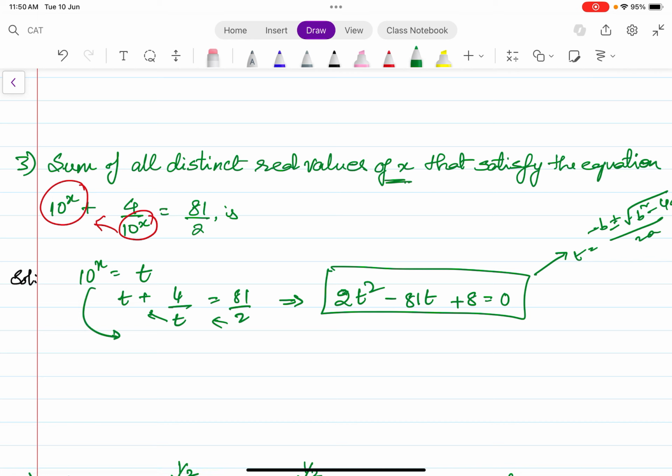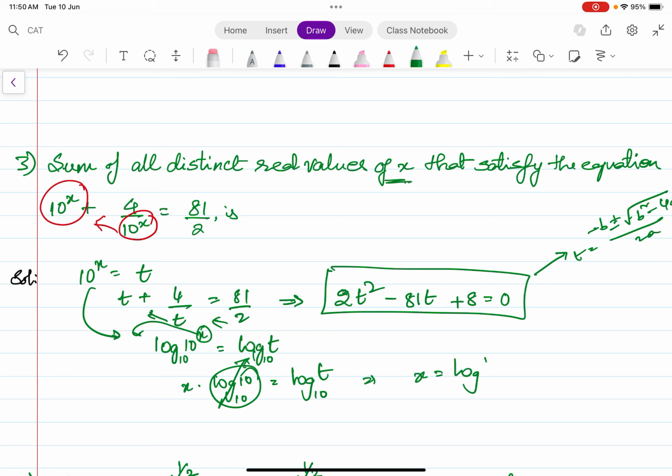10 power x is t, right? Therefore, if I apply logarithms on both the sides, what will I get? Log of 10 power x is equal to log t, correct? I have already mentioned that if the base is not mentioned, it is assumed to be 10. Now, by the power rule, x comes outside. So x into log 10 to the base 10 is equal to log t to the base 10. Now, this value is obviously 1. Therefore, x is log t.